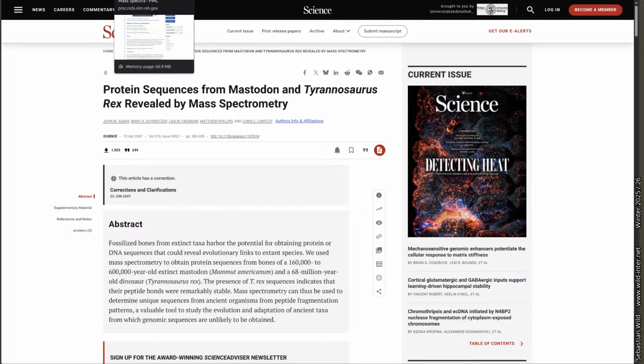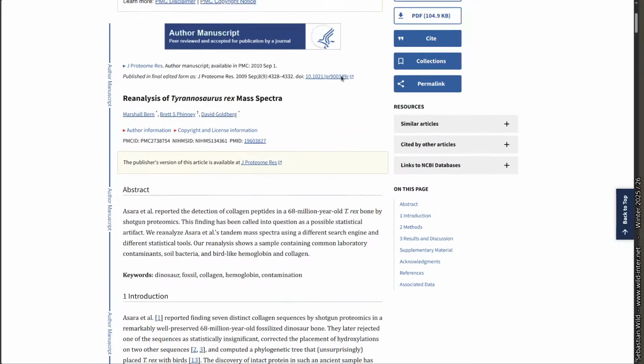But then there were several reanalyses of the same data and also suggestions of what might have happened. I think it's not completely clear, but here they at least claim that it might well be that the sample contained common laboratory contaminants like soil bacteria, bird-like hemoglobin, and collagen.